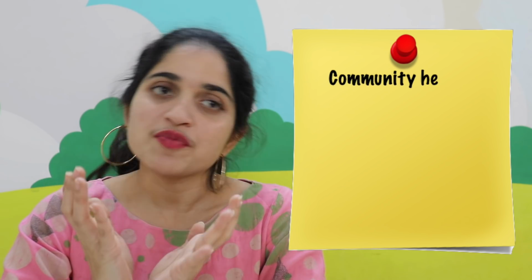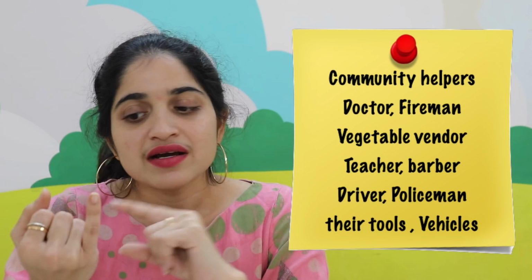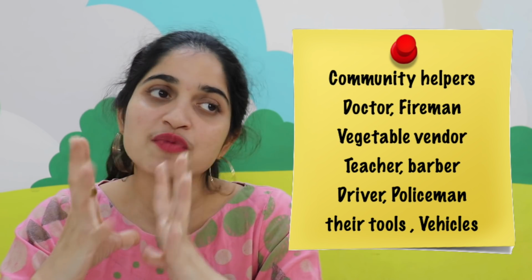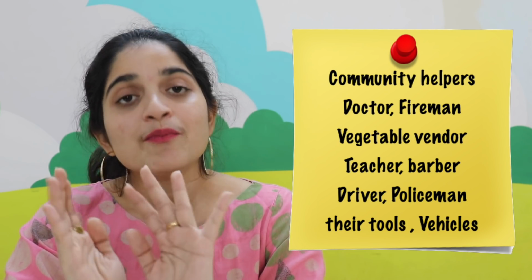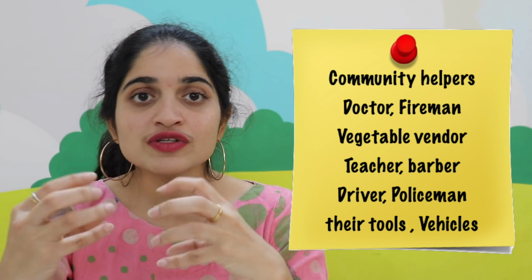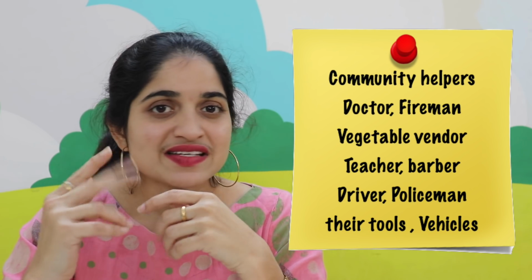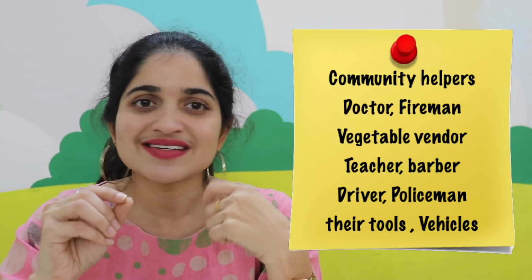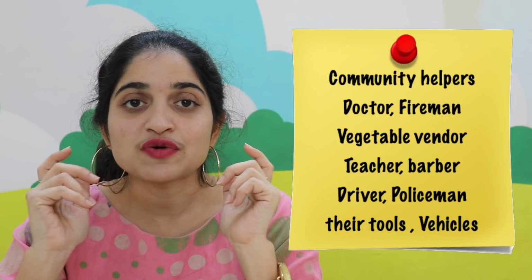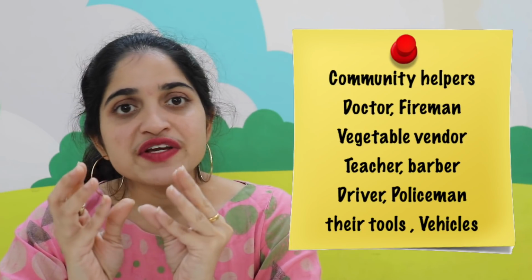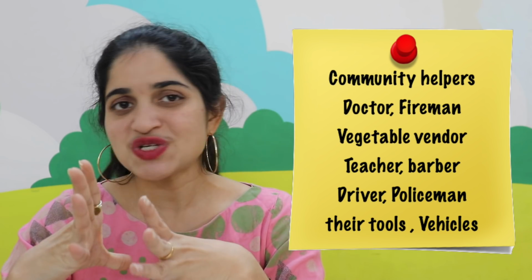They should know all the community helpers in the society. For example, doctor, teacher, driver, policeman, watchman, milkman, barber, vegetable vendor, fireman, soldier. So these are all the community helpers that a child should be aware of. Besides that, they also should know the tools used by any specific community helper. For example, a barber uses scissors and comb, a teacher uses chalk piece and duster, and a doctor uses stethoscope, thermometer, band-aids, etc.